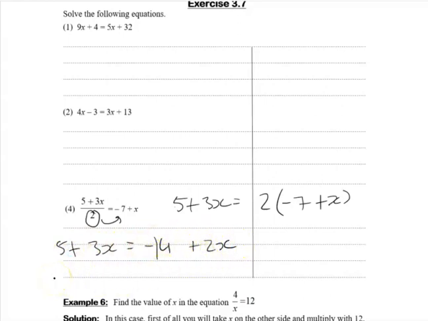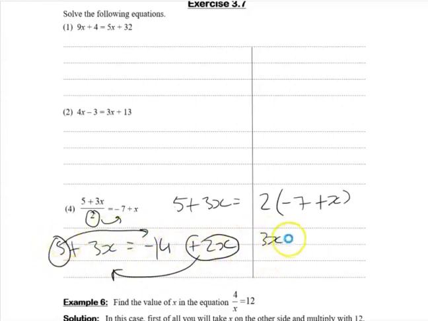Now we want all the x's together, so we're going to take the plus 2x here to the other side, and we're going to take this plus 5 to the other side. So you're going to have 3x minus 2x equals minus 14 minus 5. That's going to give us x equals minus 19.